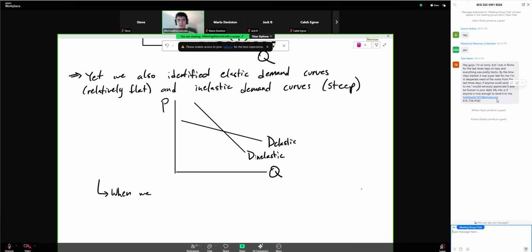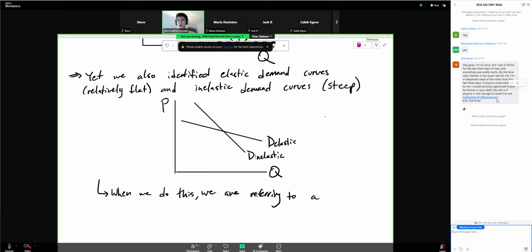Okay, so when we do this, we are referring to a curves. Let me make sure. I don't know if the chat is gonna. Oh shit.